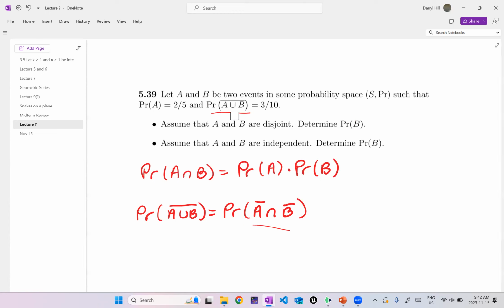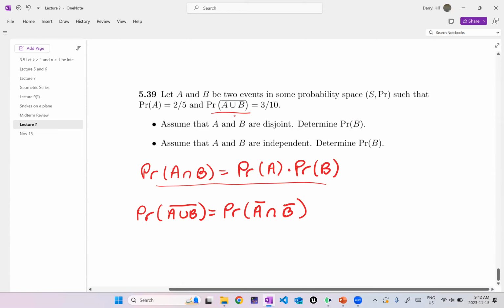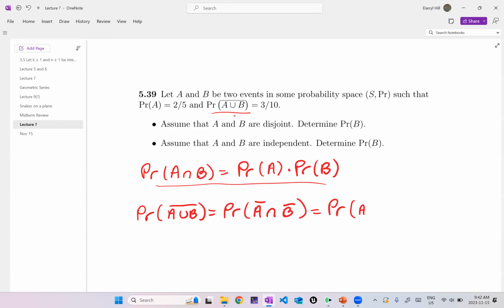Okay, so what can I say about this now? A and B are independent. Independent tells us this. But if I know that A and B are independent, what do I know about A complement and B complement? They're also independent, right? So if these are independent, then I can also write this as probability of A complement times the probability of B complement.